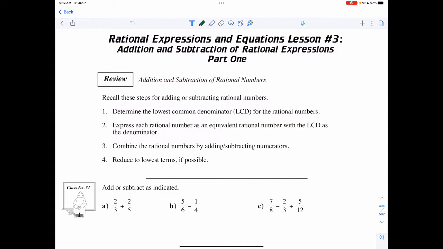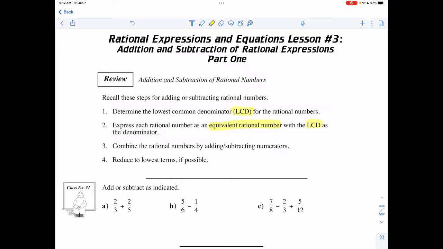All right, for this lesson, we're going to take a look at addition and subtraction of rational expressions. So if I was going to add or subtract a fraction, and remember rational expressions are just more complex forms of fractions, then the first thing I would do is determine the lowest common denominator, or LCD, for the rational numbers.